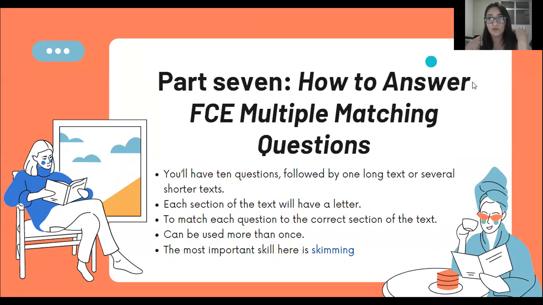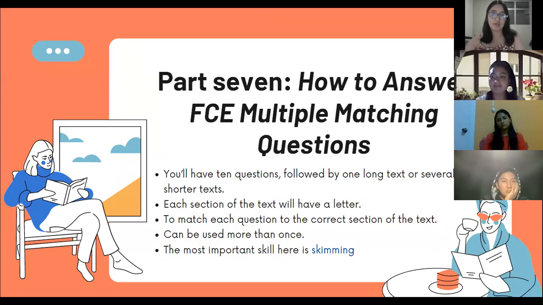Okay, now we are going to talk about part 7, how to answer multiple matching questions. Part 7 is another kind of matching activity. This time you will have 10 questions followed by one long text or several short texts. Each section of the text will have a letter, for example, A to D. You will need to match each question to the correct section of the text. Each section can be used more than once.